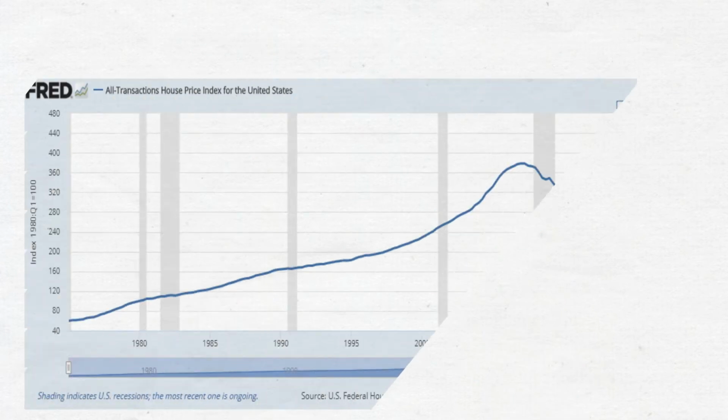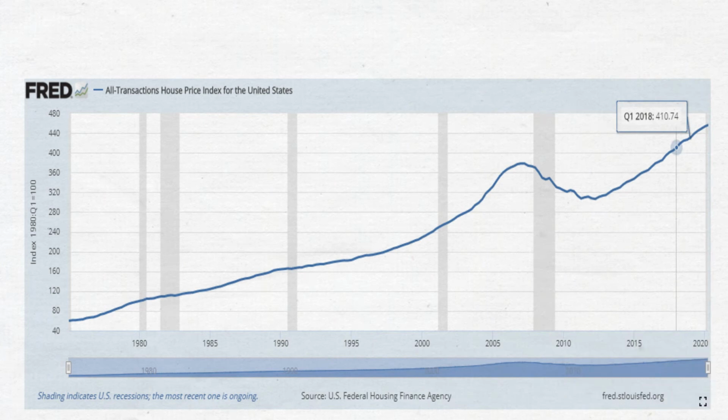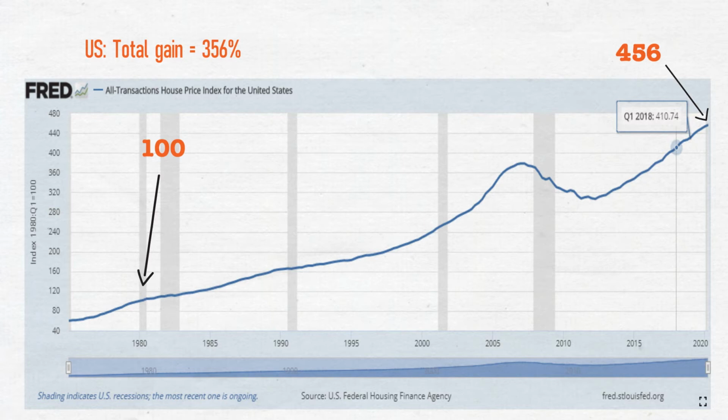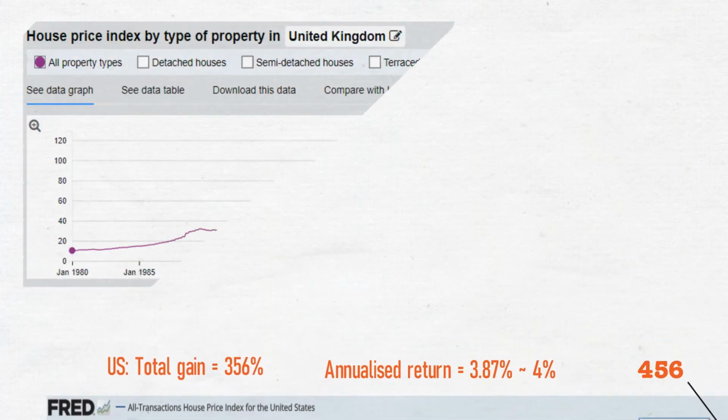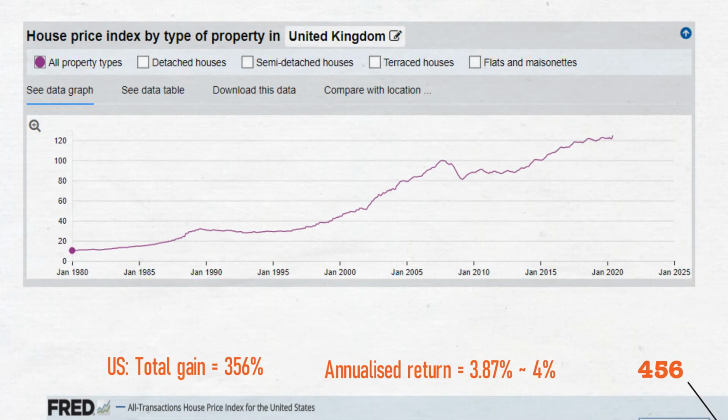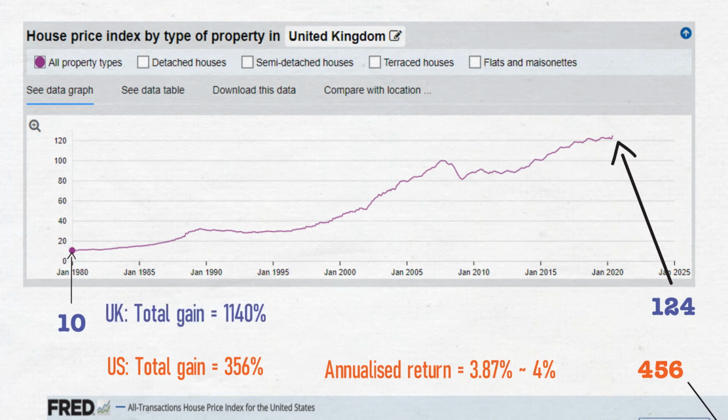Well, from 1980 to 2020, the house price index in the US rose from 100 to 456. That is a 356% gain over 40 years, which roughly translates into an annualized return of 3.87%. But let's be generous and round it to 4%. Over the same period, the house price index in the UK rose from 10 to 124, which is a massive 1,140%. That is more than 3 times that of the US. But on an annualized basis, that's 6.3%.